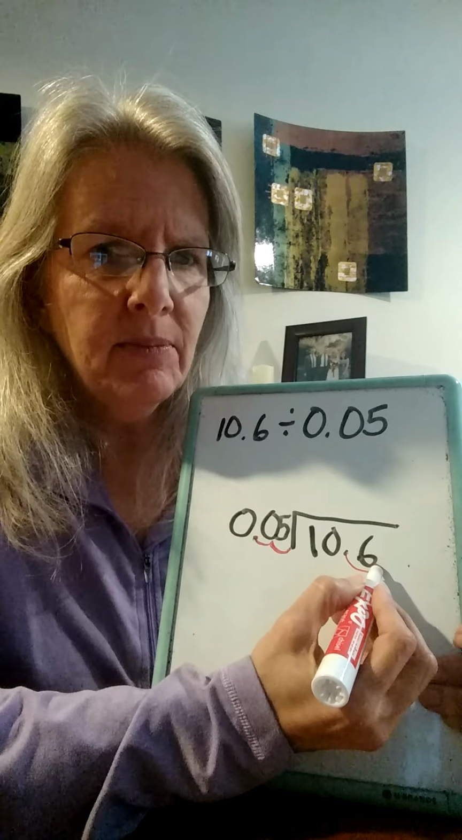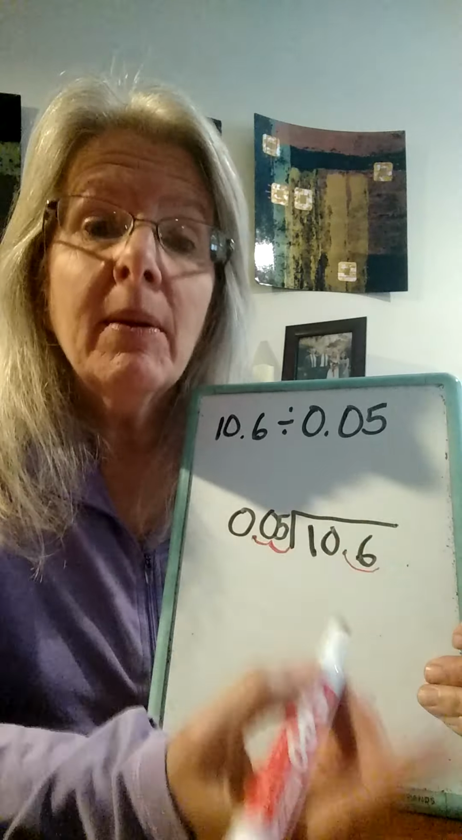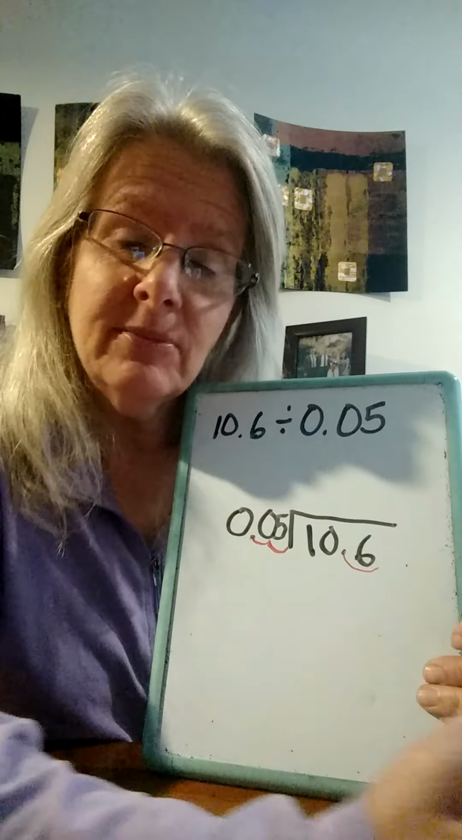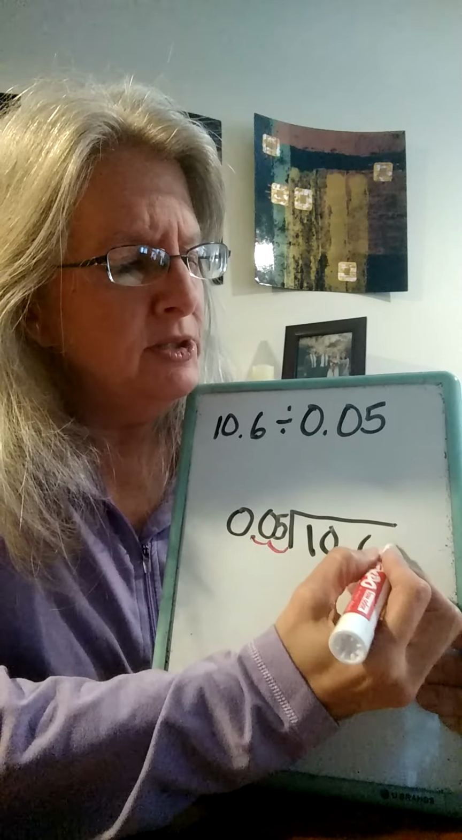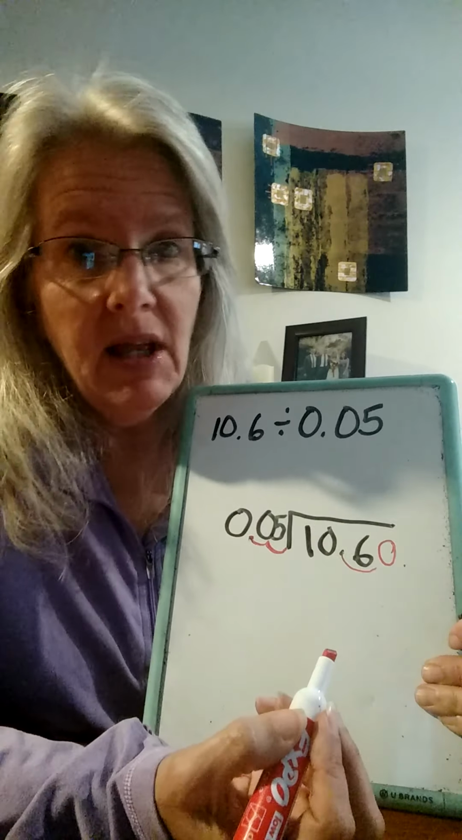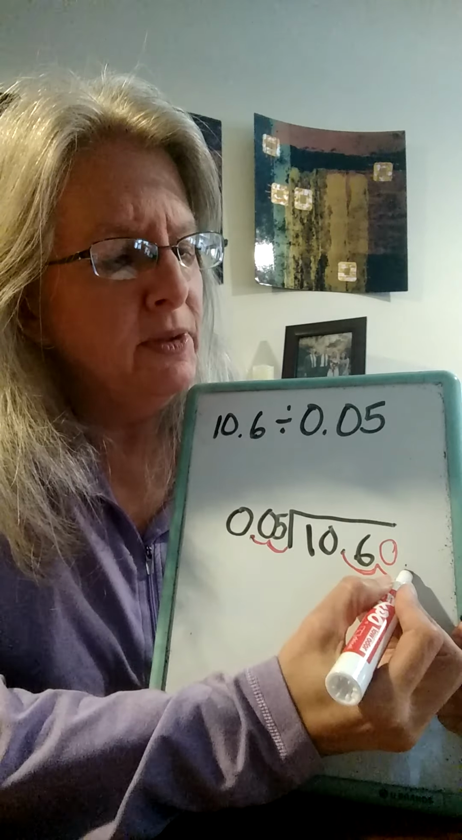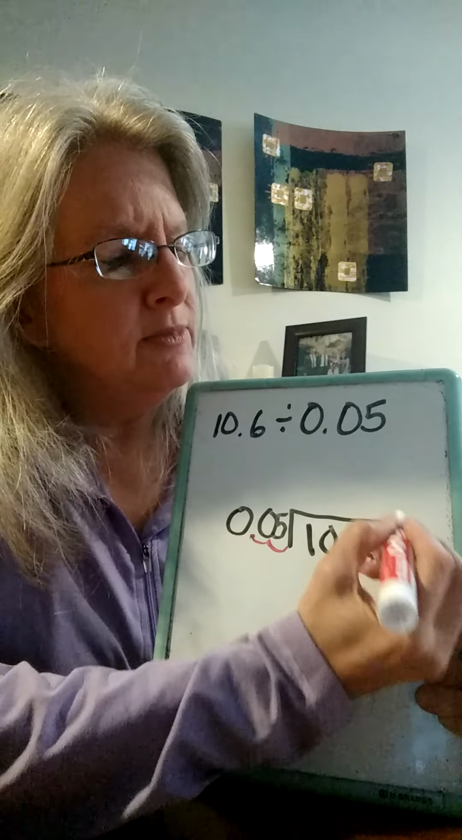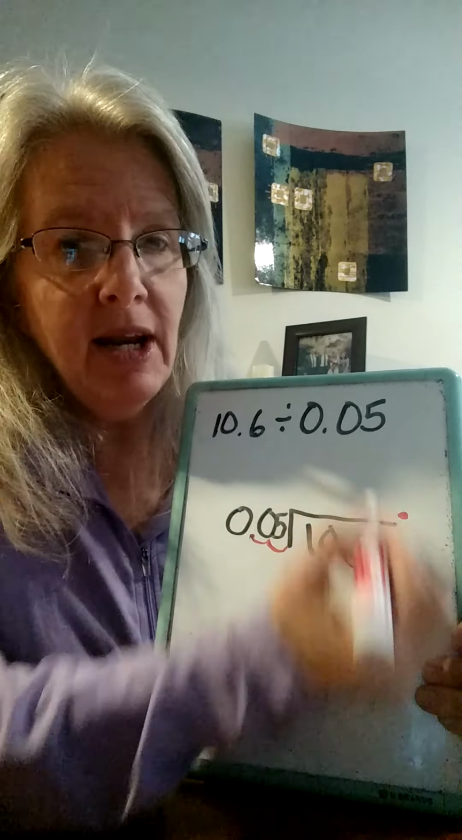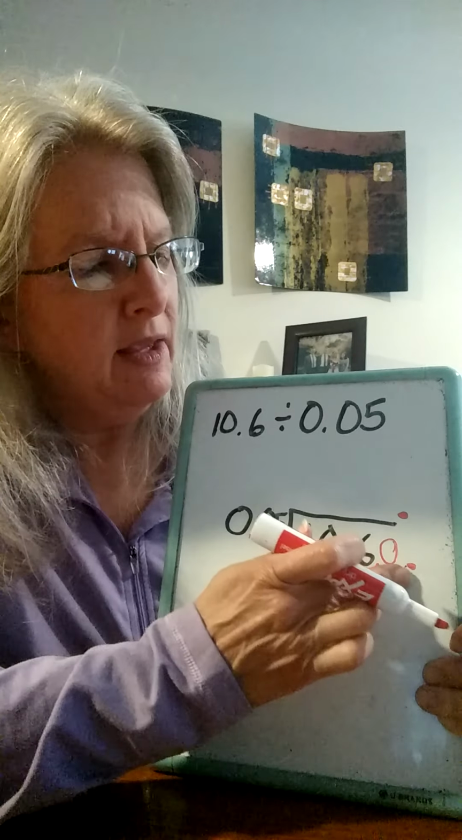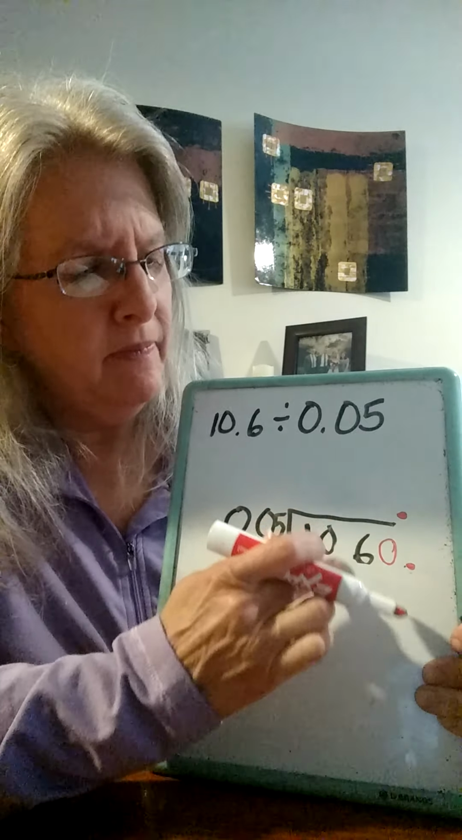There's no second place. Remember that you can always add zeros to the end of decimals. It doesn't change the value. Let's pretend there was another 0 there. So now I can move it 1, 2 places. That's where the decimal is going to go. So I'm going to bring the decimal straight up. That way I don't forget about it. I've now moved my decimal.